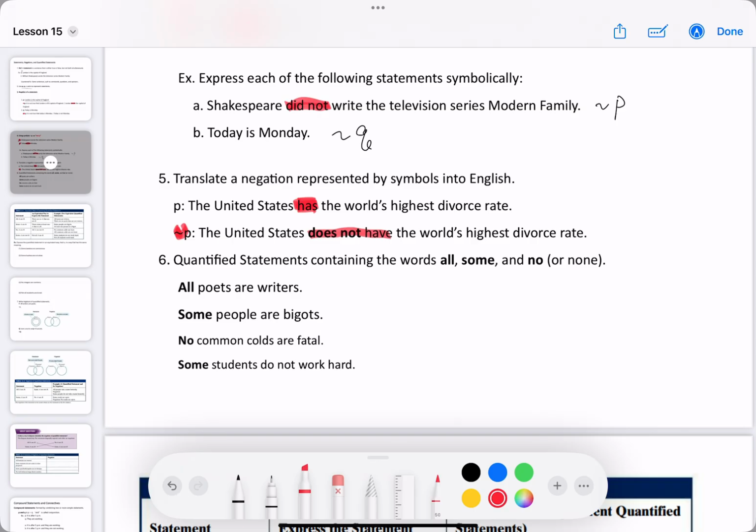Quantified statements contain the words all, some, and no. If the statement has quantified words like all, some, no, we say these are quantified statements. For quantified statements, we have equivalent forms. So let's read these four sentences. All poets are writers. Some people are bigots. No common colds are fatal. Some of them do not work hard.